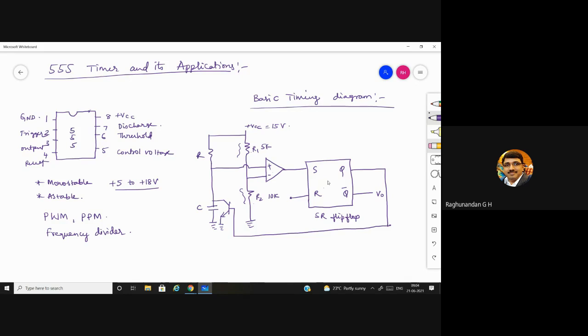The output voltage, whatever we are getting, that will be in line with the discharging of the capacitor. So now let us see how it is going to work.